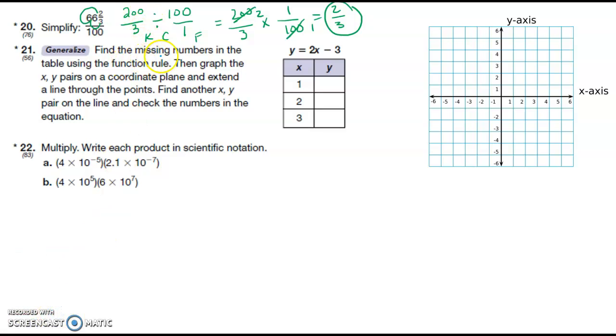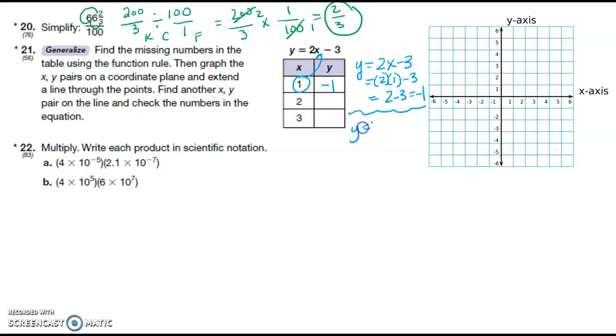Okay. Find the missing numbers in the table using the function rule. Then graph the xy pairs on the coordinate plane and extend a line through the points. Find another xy pair on the line and check the numbers. All right, so what they're saying is go ahead and plug x into the rule and see what you get for y. So I have y is equal to 2x minus 3. I'm going to plug in 1. 2 times 1 is 2 minus 3, which is negative 1. So that's going to be my y.